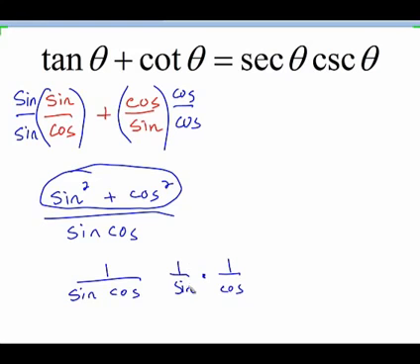1 over sine, that gives me cosecant. 1 over cosine gives me secant. And that's exactly what we're trying to prove, right? Secant times cosecant. You could put in the theta if you like.